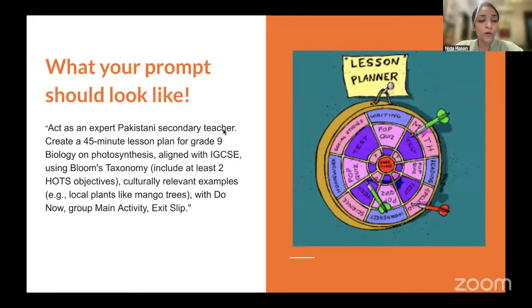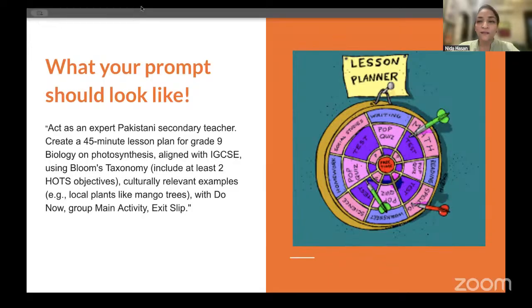And then I want culturally relevant examples which are specific to the Pakistani community, like local plants, like mango trees, with a do now, a group main activity, and an exit slip. A do now is something that would hook the students right at the beginning. The group main activity would be the main chunk, 25 to 30 minutes, where the children are learning the concept, and the exit slip is for feedback.